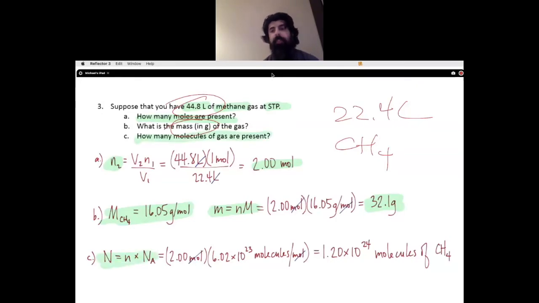Well, we go back to the Avogadro number formula. We've got 2 moles that we calculated in part A. We multiply it by the Avogadro number to get 1.20 times 10 to the power of 24 molecules of CH4.